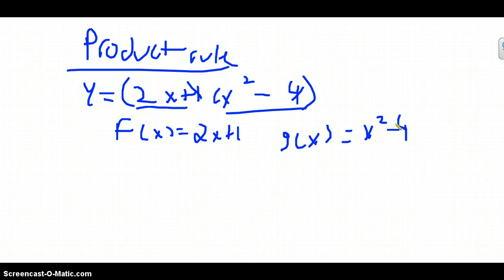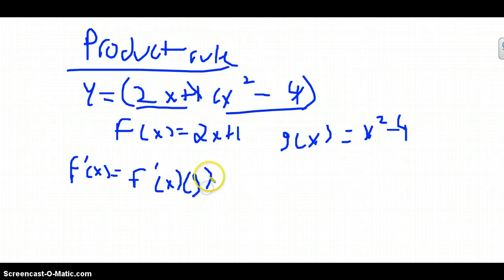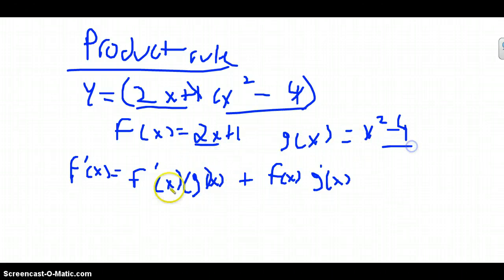But the general rule is that in order to find the derivative, you take f prime of x times g of x, and then you add that to f of x times g prime of x. In other words, I find the derivative of both of these, and then I'm going to plug it into there, and there, and there.